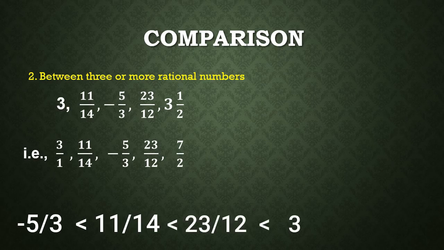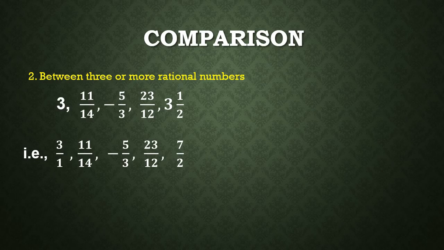And obviously, 3 is less than 3.5. So, my final result, minus of 5 by 3 is less than 11 by 14 is less than 23 by 12 is less than 3 is less than 3.5. Now you verify it at the end of the solution. As you saw, knowing rules made me answer it without doing major calculations, and that's what we call shortcuts. So know the rules and use them whenever possible. That will make you an expert from a mediocre.